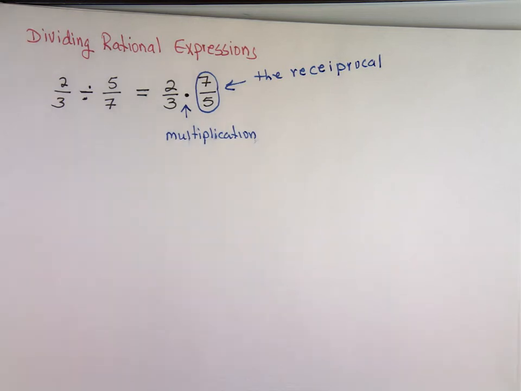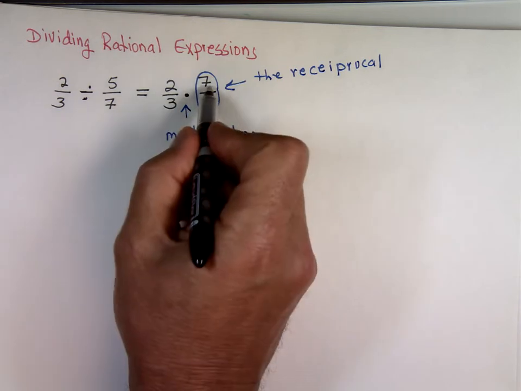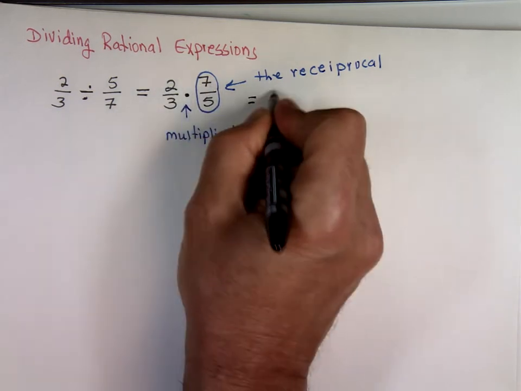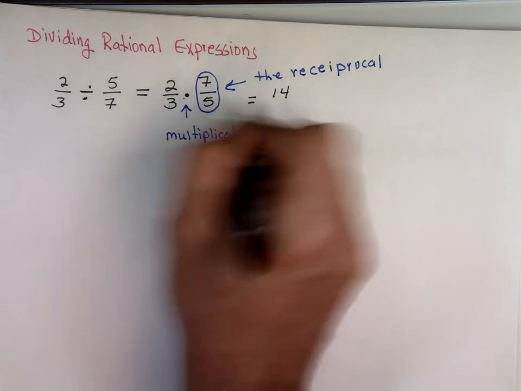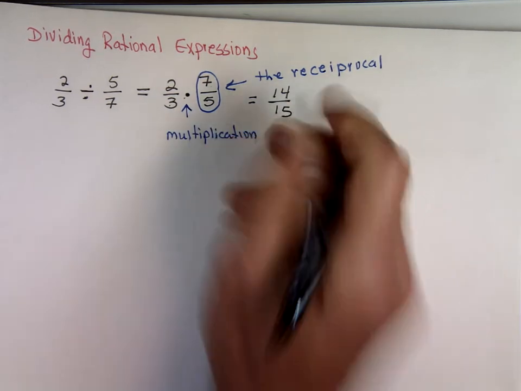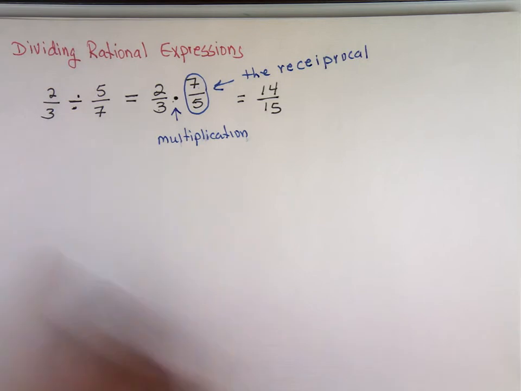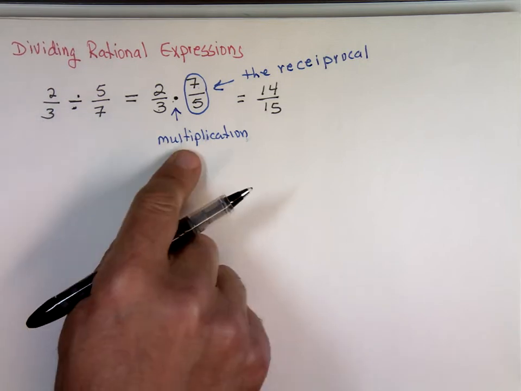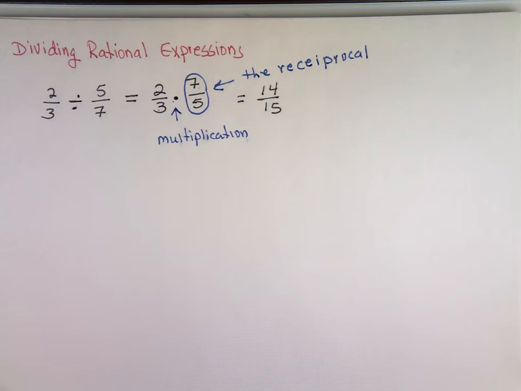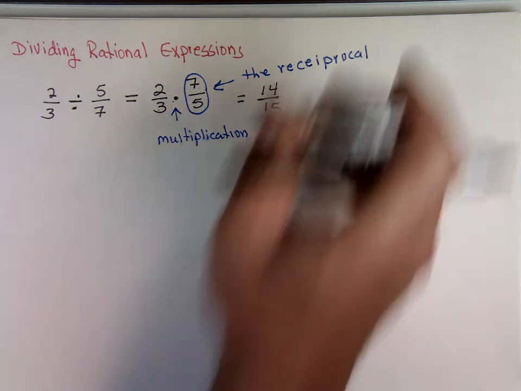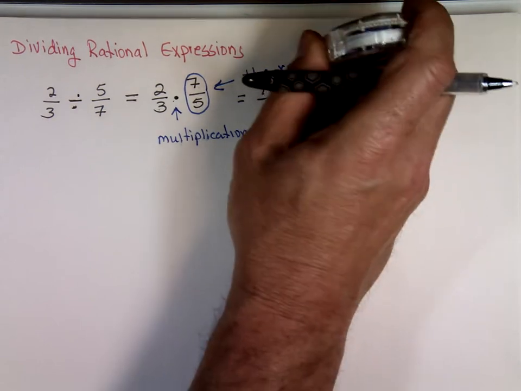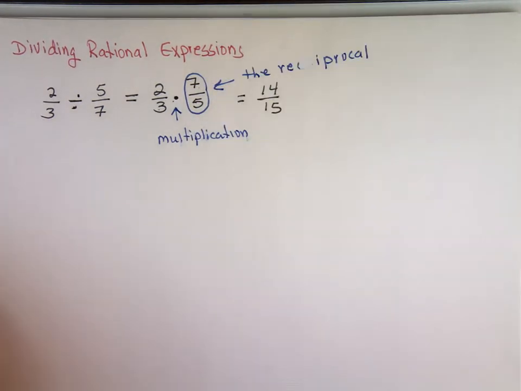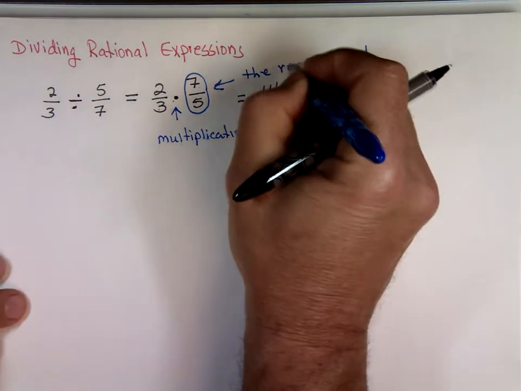How do we multiply? We go top times the top. 2 times 7, which is what? 14. 3 times 5, 15, and you simplify your answer if you can. So we change our division to multiplications, and we flip the second number. We do the reciprocal of that. I have an extra E here, I guess. My eyes are getting old. Reciprocal.